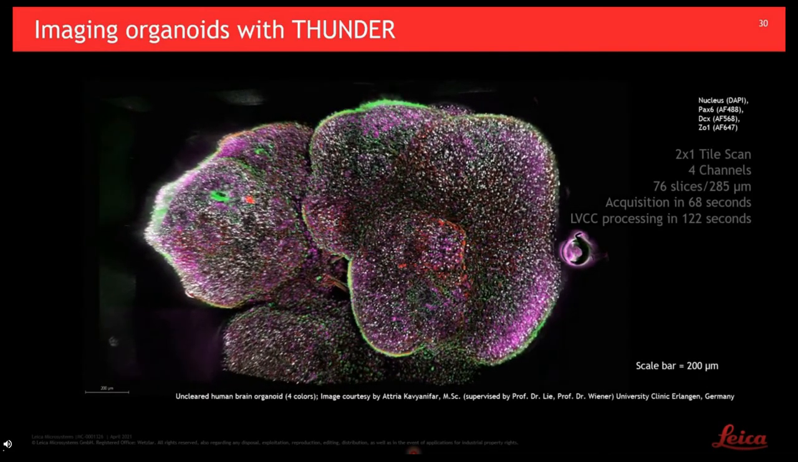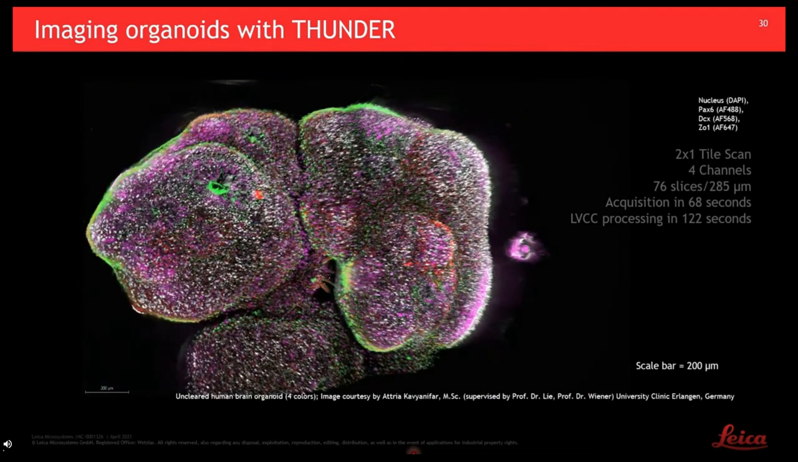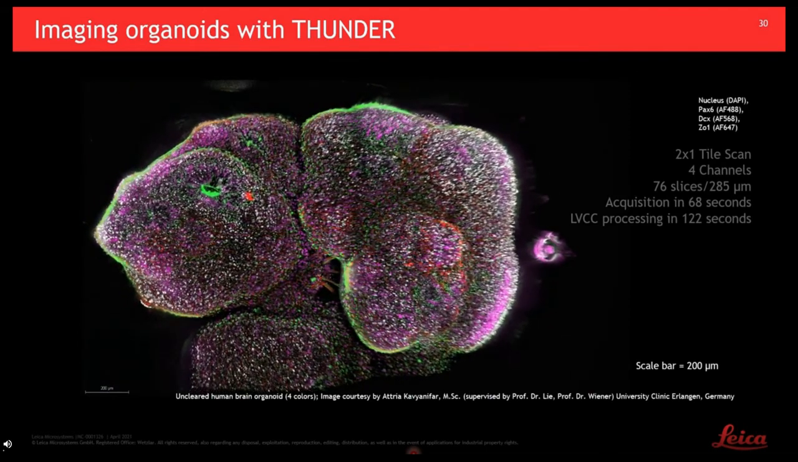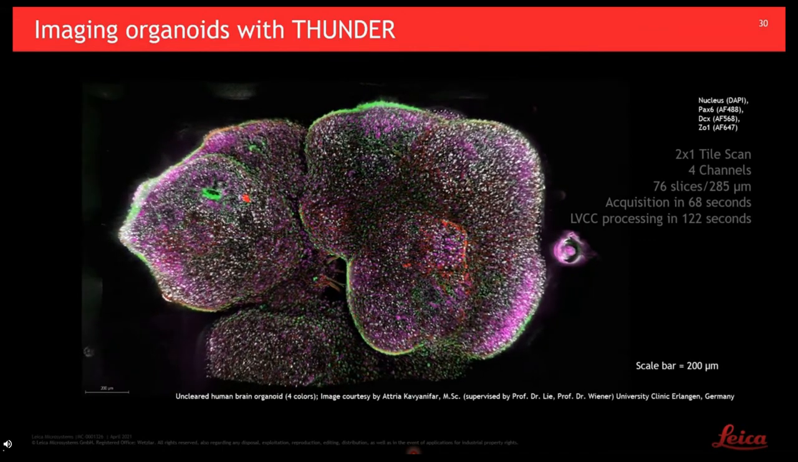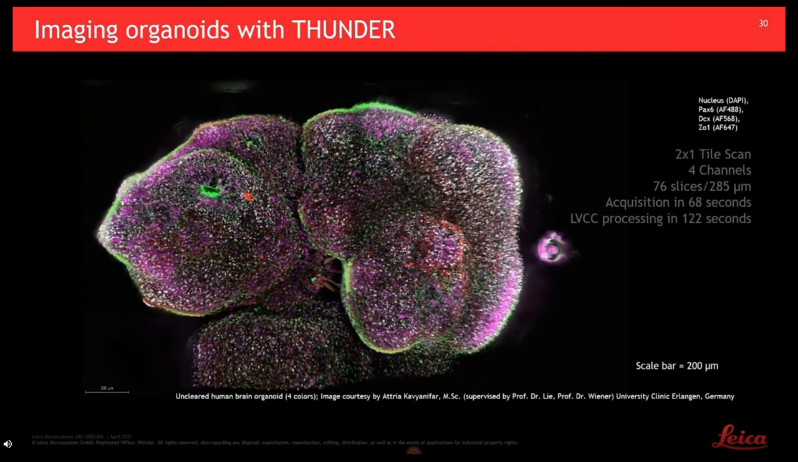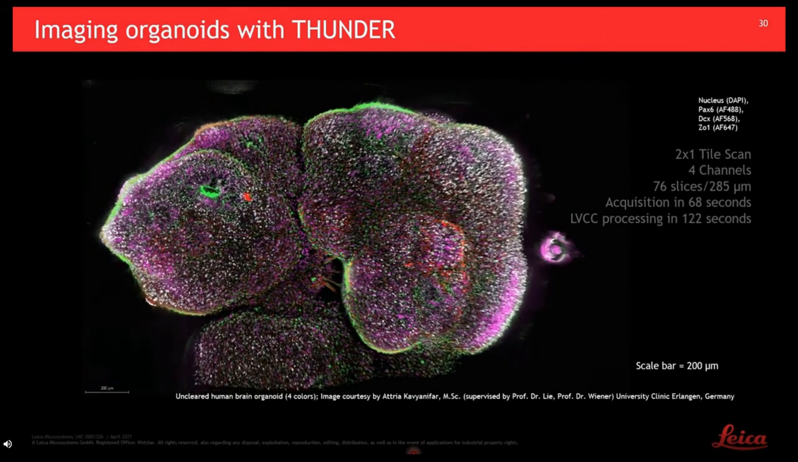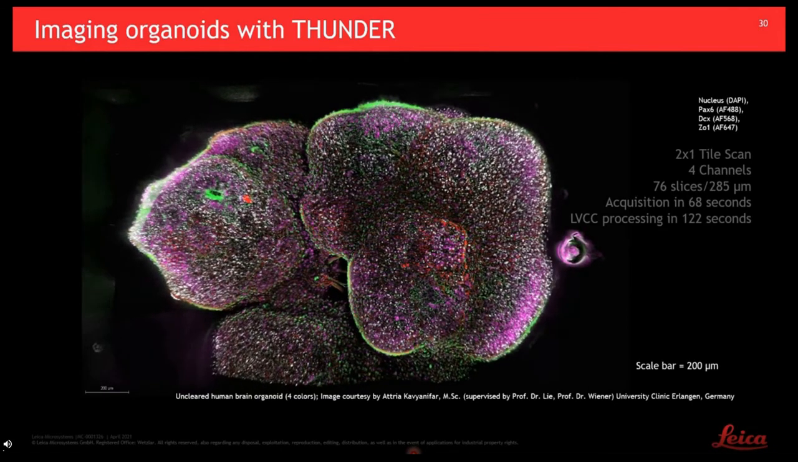And lastly, here's an uncleared human brain organoid. It was a 2x1 tile scan. There were 4 fluorescent channels, and the total Z-stack thickness was 285 microns. And this image is a result after using LVCC.